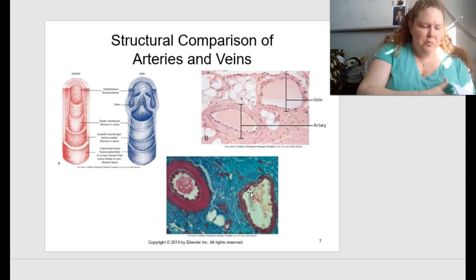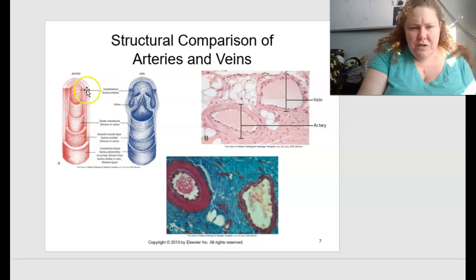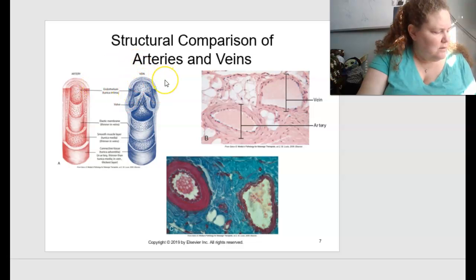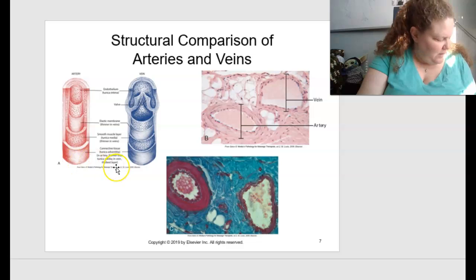Looking at the structural comparison of the arteries versus the veins, this is figure 10.3 in your textbook on page 188. Again, you can see the arterial walls here are thicker and the veins have a thinner wall, okay? Veins will have valves in them. You have the elastic membrane, which again is going to be thinner in veins because it doesn't have to deal with as much pressure. Then you also have some connective tissue that is present in both arteries and veins.